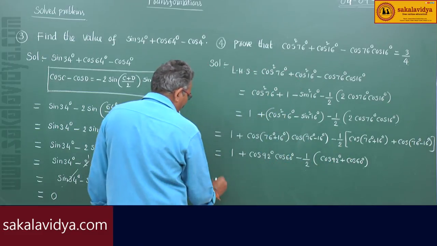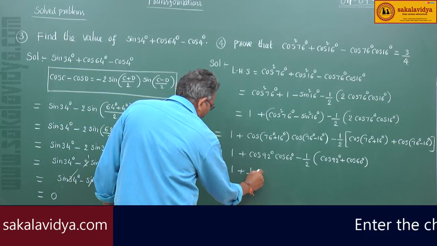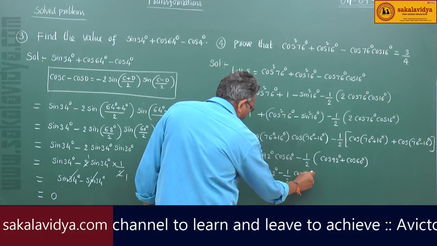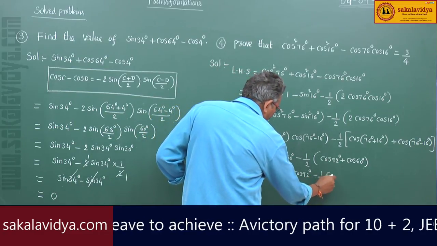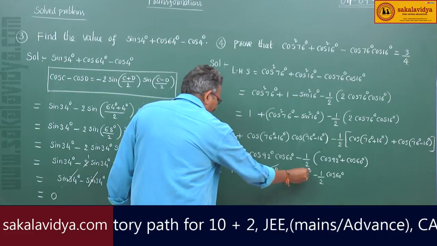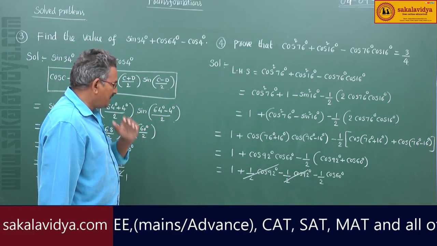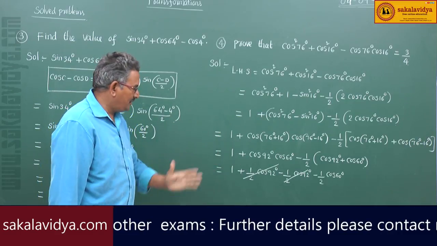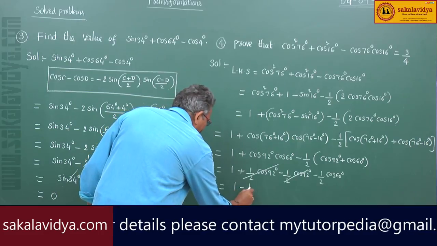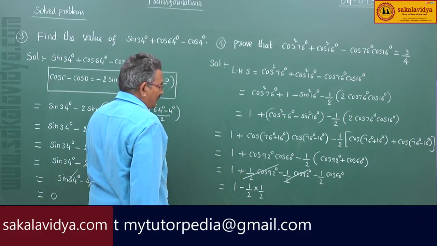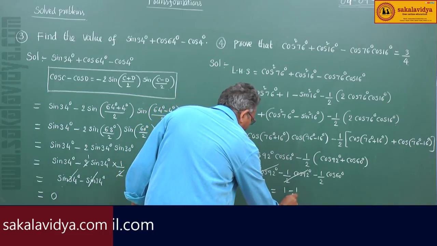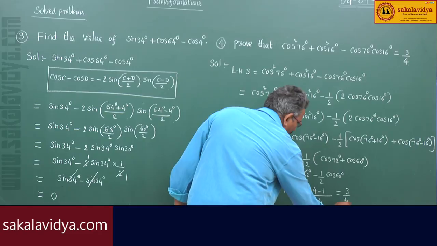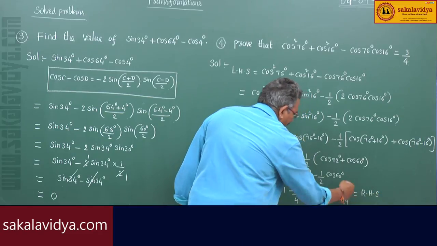Now cos 60 can be written as 1 by 2. This is 1 plus 1 by 2 multiplied by cos 92 and minus half cos 92 and minus half cos 60. So these two get cancelled. Just check the remaining terms. We have only two terms. One is 1, another one is minus cos 60. Let us substitute cos 60 value, that is half. So we have 1 minus 1 by 2 into 1 by 2. So this equals 1 minus 1 by 4. 4 is the LCM, 4 minus 1. This equals 3 by 4, which equals RHS. So it is the value required to be proved.